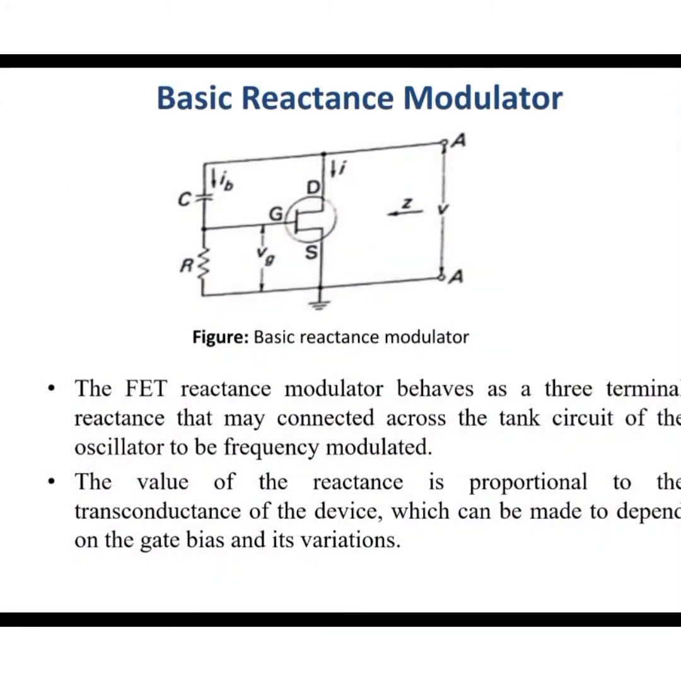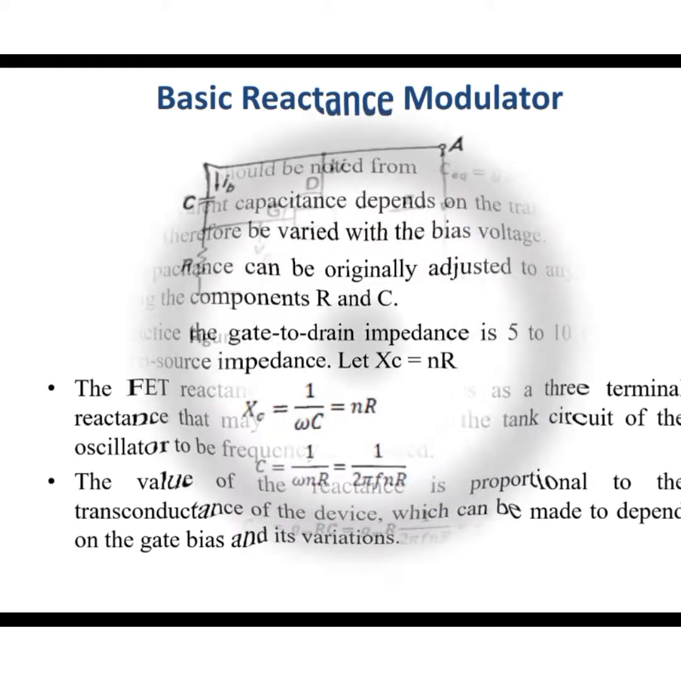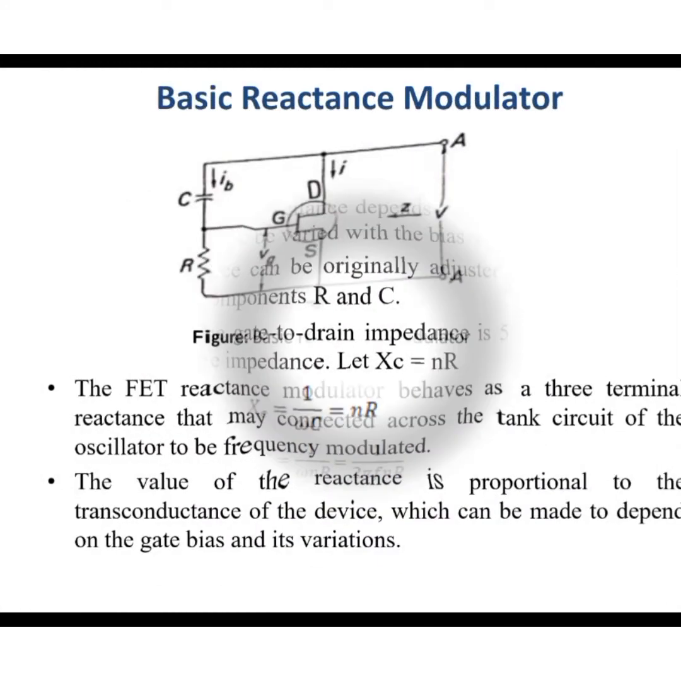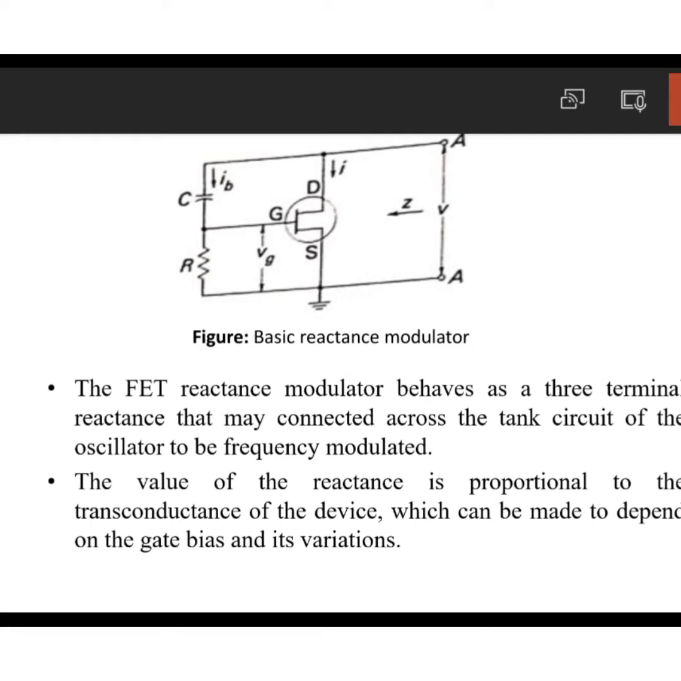The continuation of the last class is about the direct method of FM generation. So the second kind of FM generation is about a basic reactance modulator. Here we have the block diagram. This is about the FET reactance modulator.